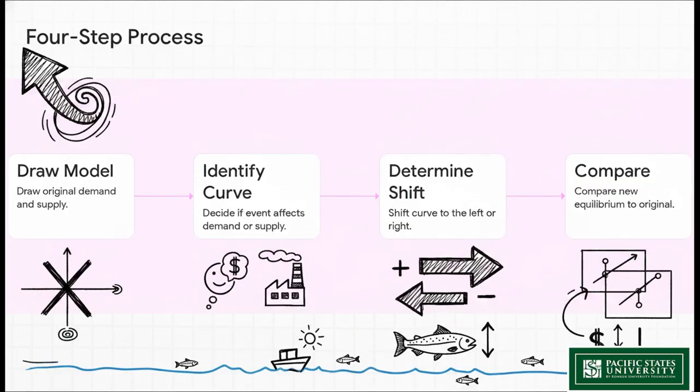Step 2 asks you to play detective and pinpoint exactly which curve is impacted. Does the news event alter consumer willingness to buy, or does it mess with producer costs? Step 3 is determining the direction. Does the curve shift right for an increase or left for a decrease? Finally, step 4 is evaluating the grand outcome by comparing the old equilibrium to the new one. Let's do a practice run.